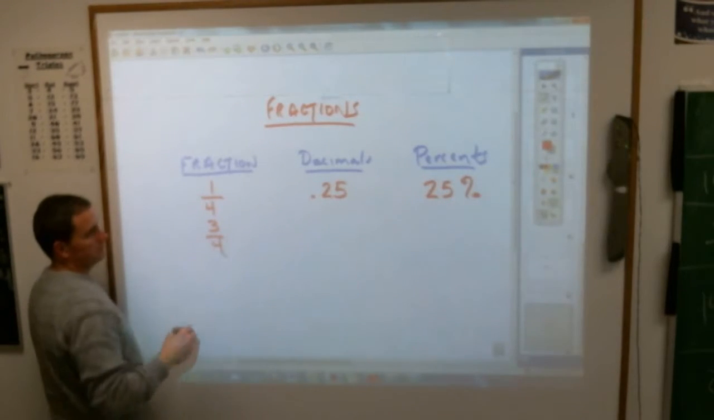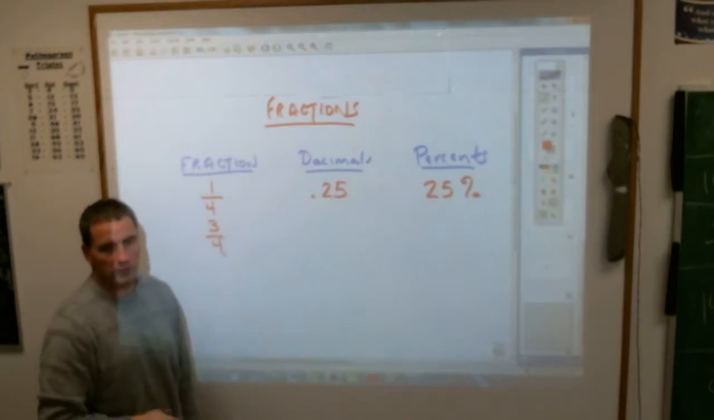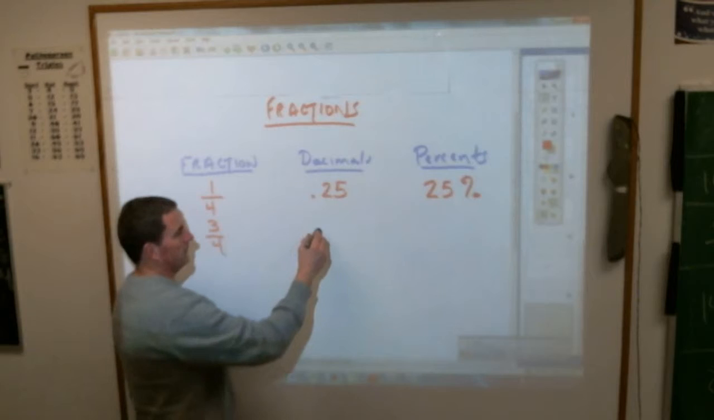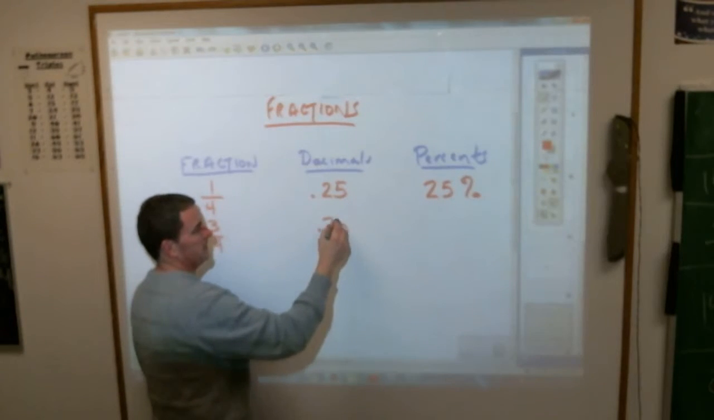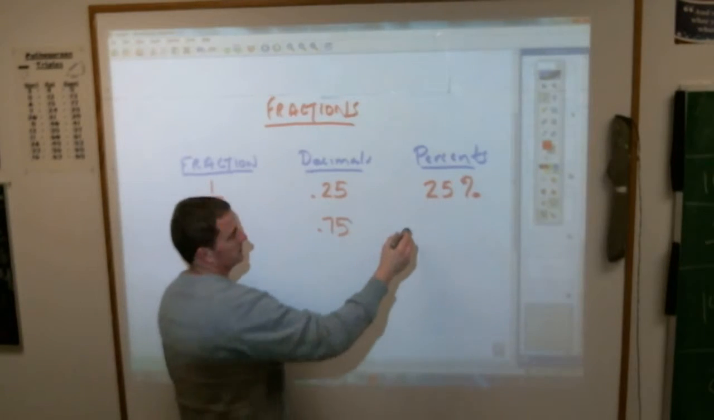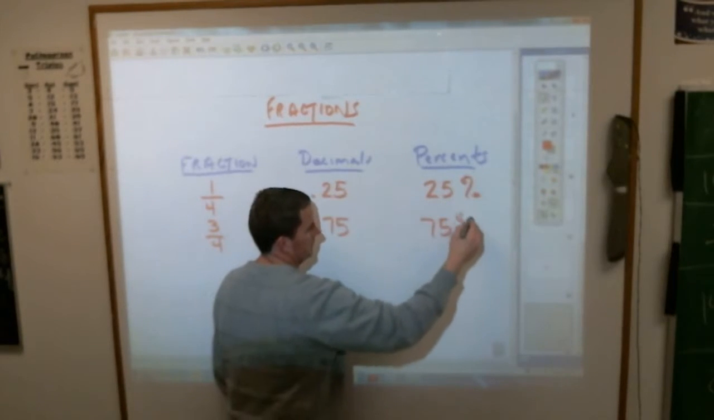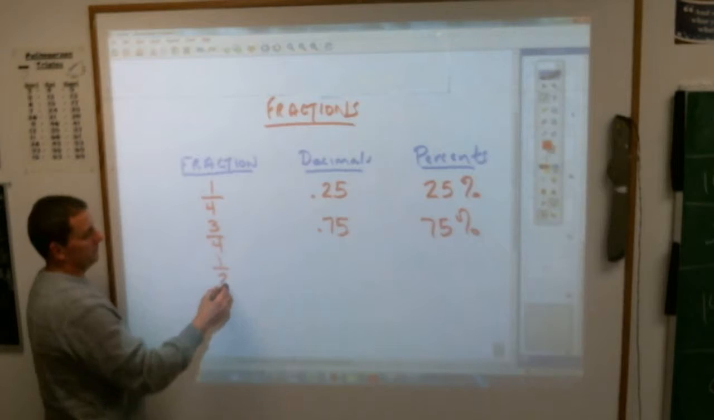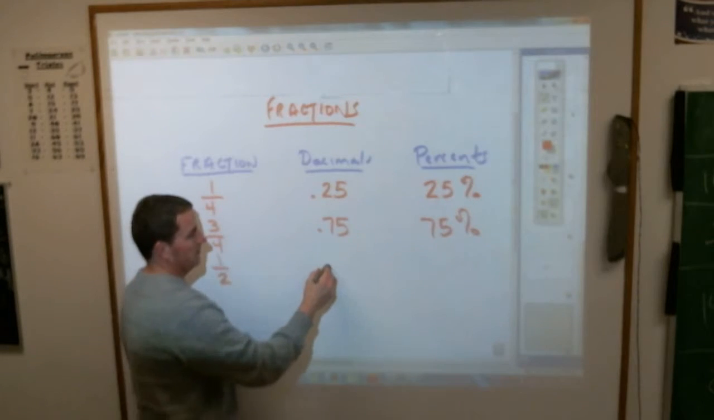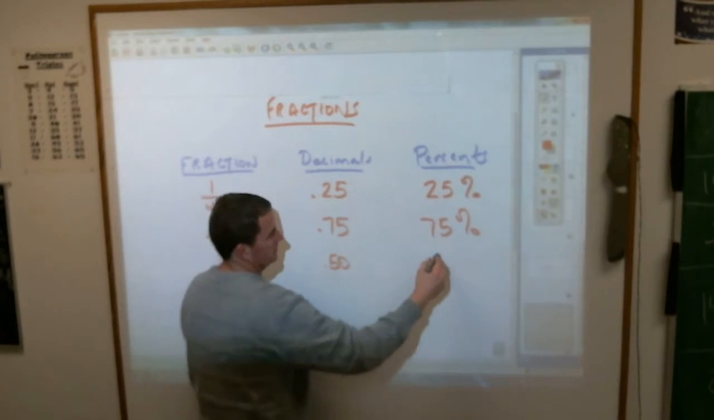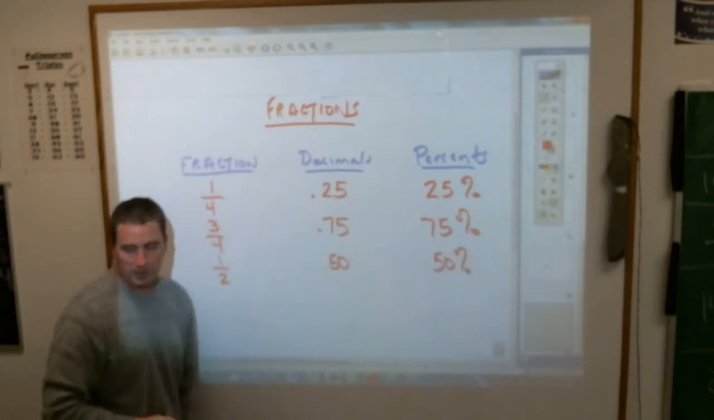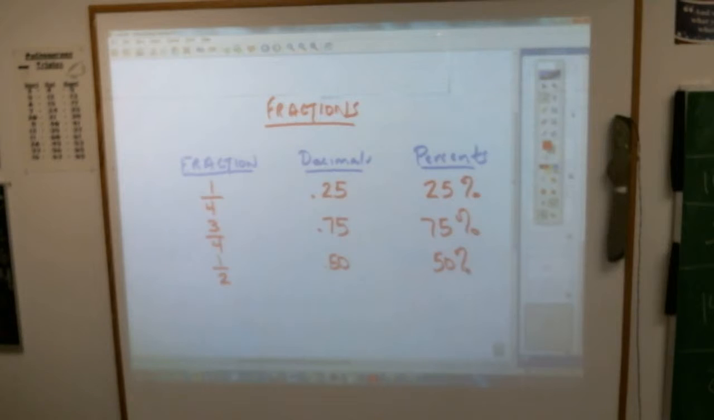So you should know the 1/4, 3/4. You should know because it's like having 3/4 of a dollar. How much is 3/4 of a dollar, Carter? 75 cents. And what percent is 3/4? 75%. You should know 1/2. Half of a dollar is 50 cents, and that is 50%.